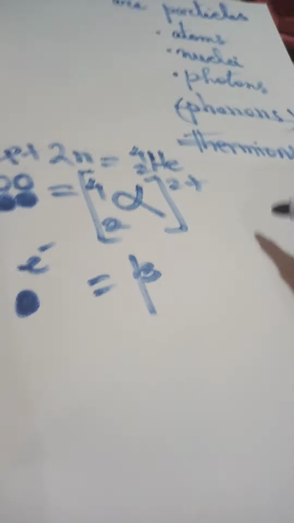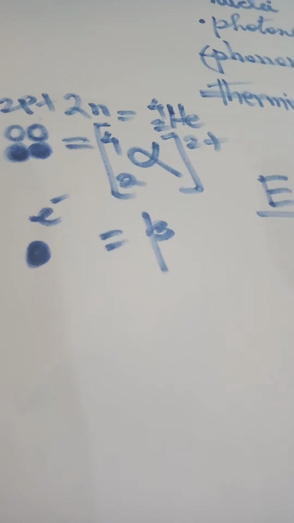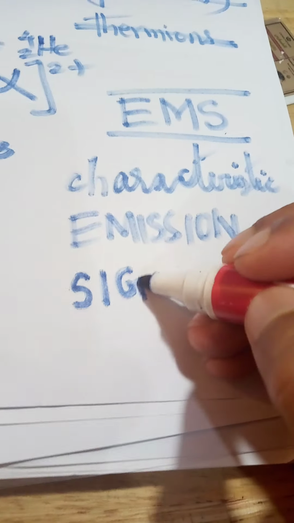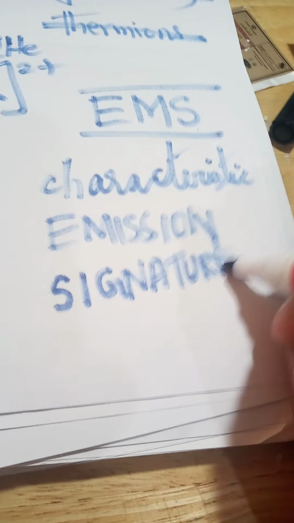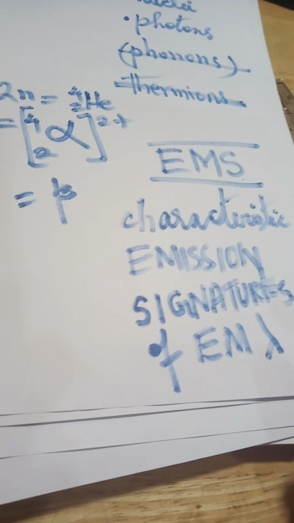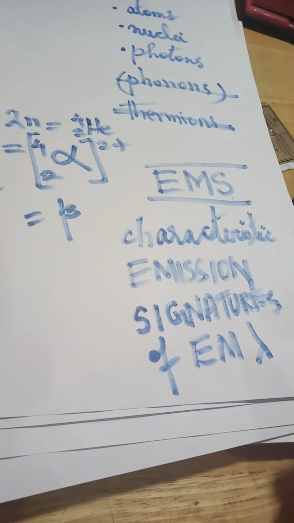And photons, now let me tell you something about photons. Photons are characteristic emission signatures of EM waves. So each EM wave, microwave, radio waves, X-rays, UVA, UVB, UVC, all of these waves have their own characteristic photons.